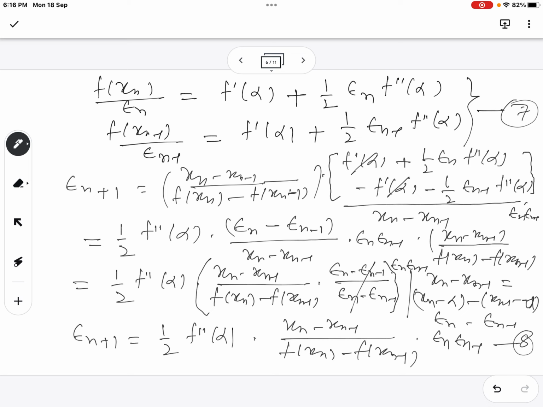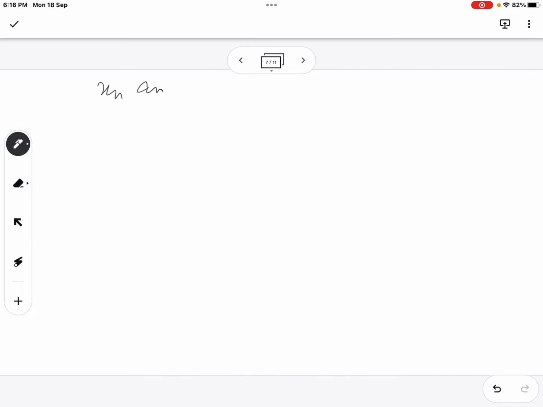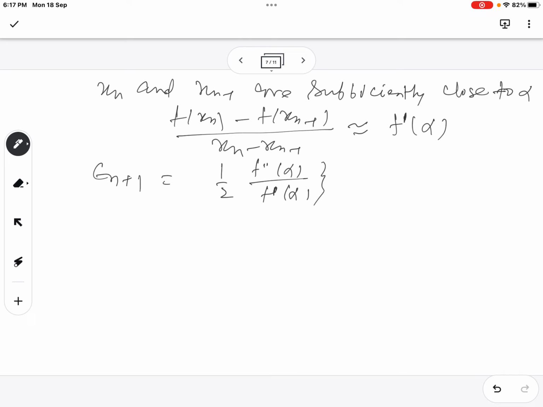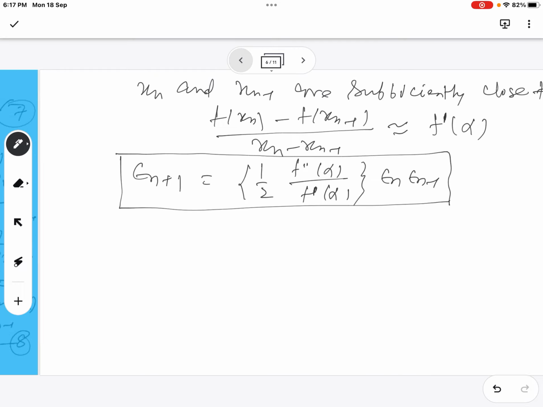And if the xn and xn minus 1 are sufficiently close to the root alpha, then I can write down f at xn minus f at xn minus 1 by xn minus 1 approximately it is equal to derivative of f at alpha, and using this I can write down the previous equation as 1 by 2 f double prime at alpha by f prime at alpha into product of nth and n minus 1th error, and this would be equation number 9.